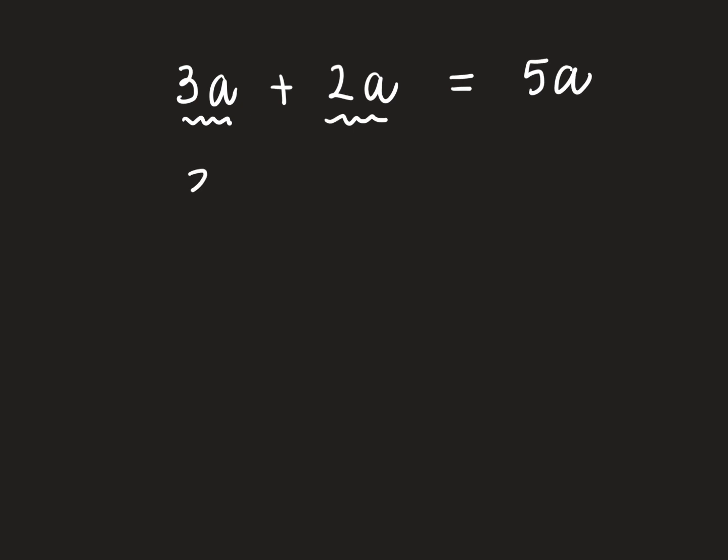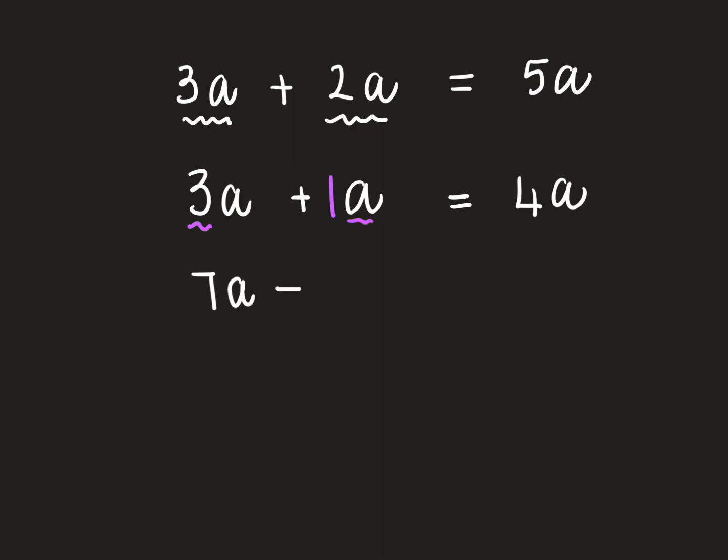What about this one? 3a plus a. Well, I've got 3 a's here. How many do I have here? I've actually got 1. So 3a plus a gives me what? 4a. What about this one? If I've got 7a, take away 2a, what does that give me? 7 ants, take away 2 ants will give me 5 ants. 7a, take away 2a will give me 5a.